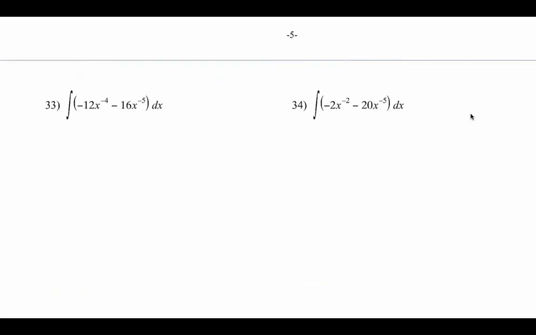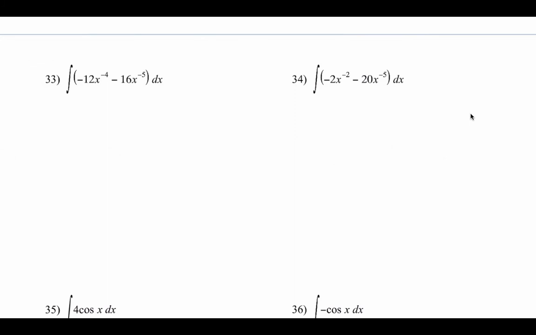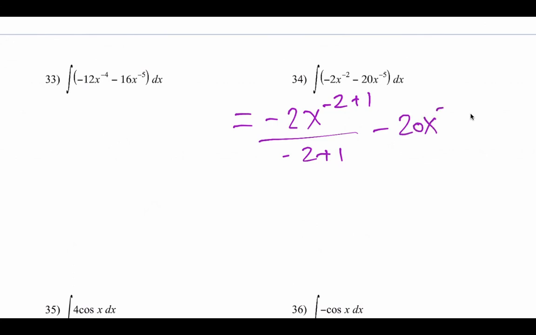Okay, we can do the one with the negative power. It's going to be the same thing. So negative 2, x to the negative 2 plus 1 over negative 2 plus 1, minus 20, x to the negative 5 plus 1 over negative 5 plus 1. Don't forget the plus c. We do the same thing. Even though it's negative, it's okay. You just apply the rule.